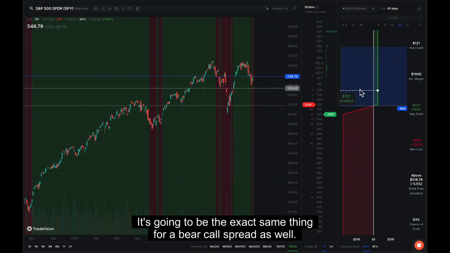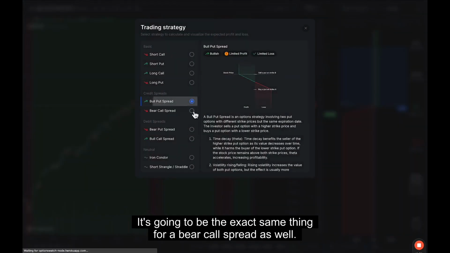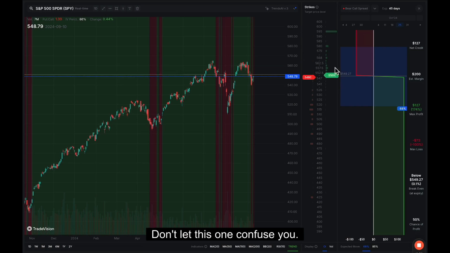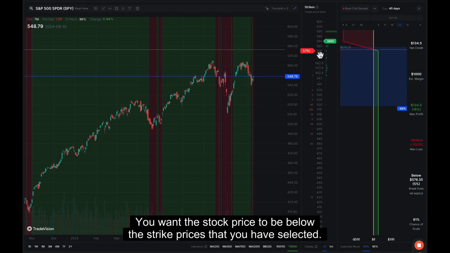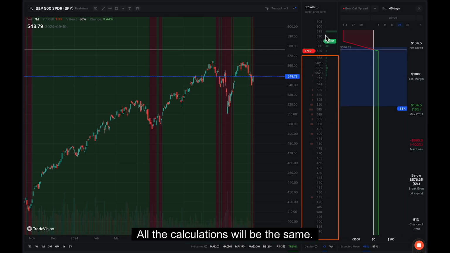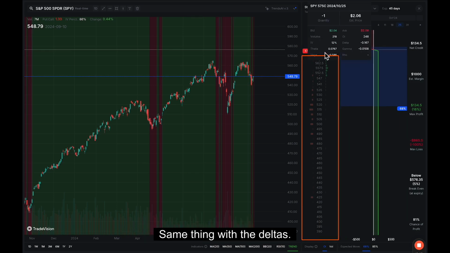This is what we mean. It's going to be the exact same thing for a bear call spread as well. Exact same concepts. Don't let this one confuse you. Okay, again, the bear call spread is just going to be the inverse. You want the stock price to be below the strike prices that you have selected. All the calculations will be the same. Same thing with the deltas.